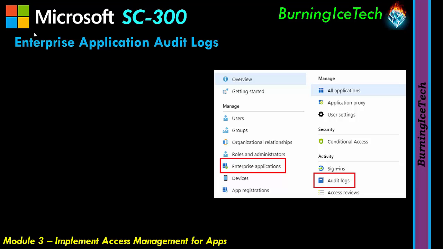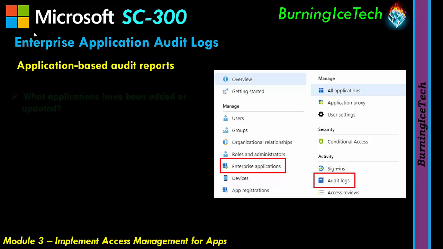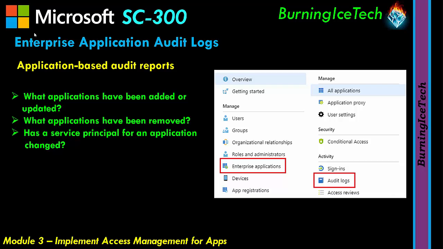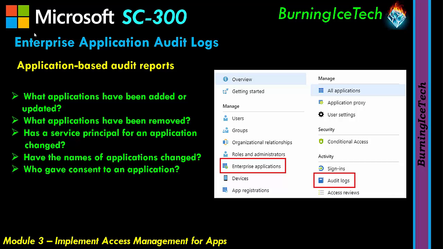So Enterprise Application Audit Logs, Application-Based Audit Logs. What applications have been added or updated is one thing you can see. What applications have been removed? Has a service principal for an application changed? Have the names of applications been changed? And or who gave consent to an application? These are all just some of the things one can actually see there.